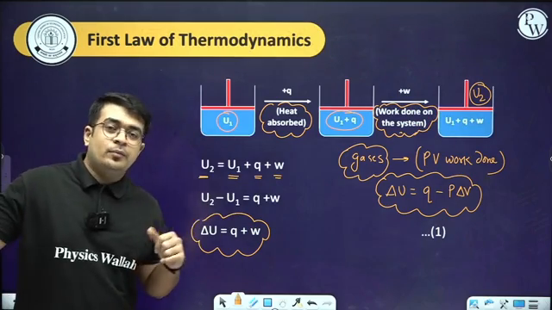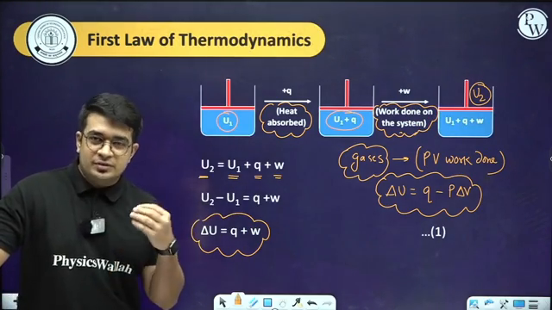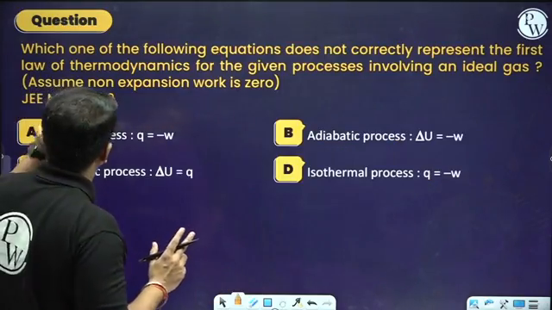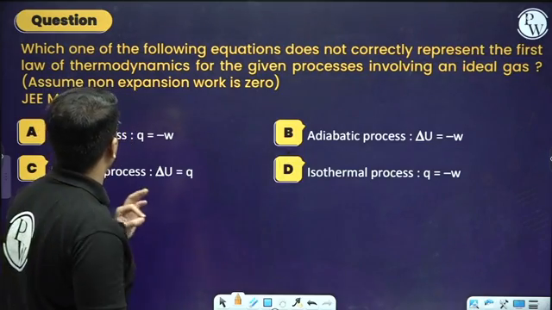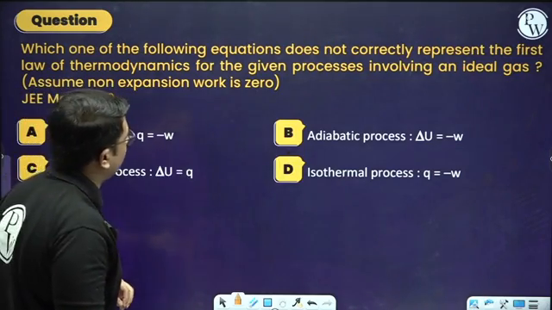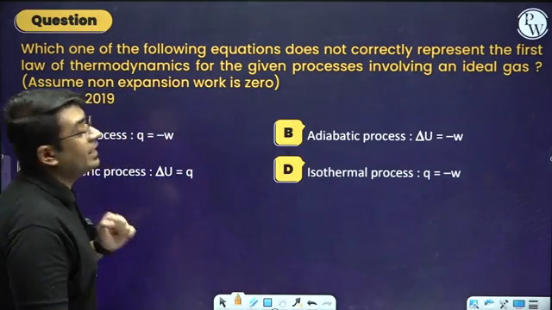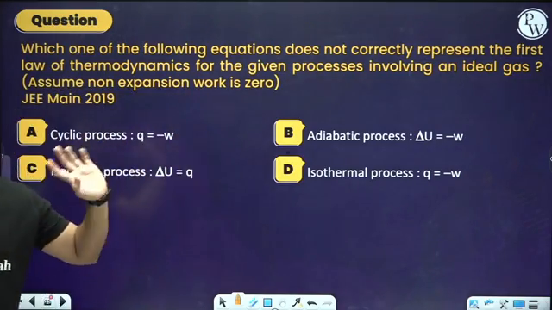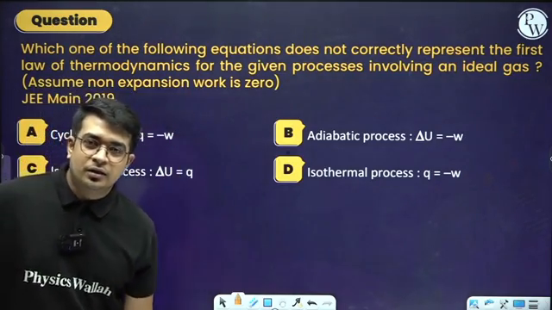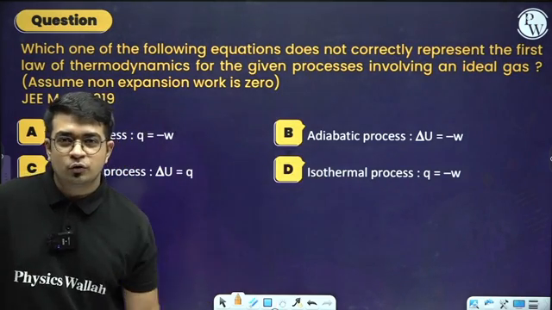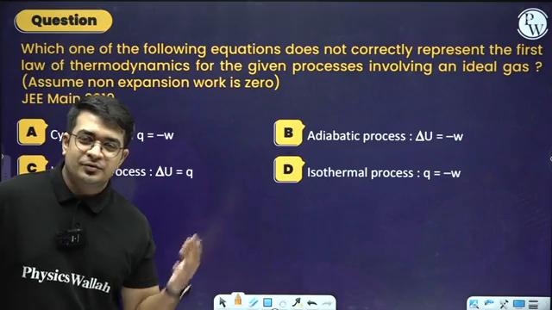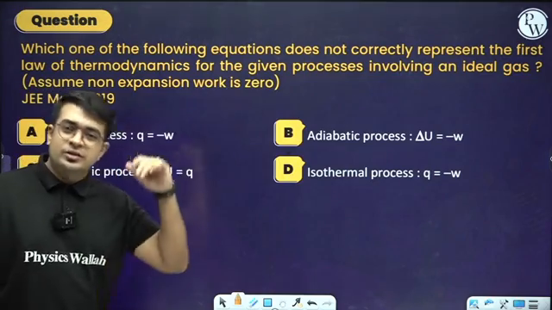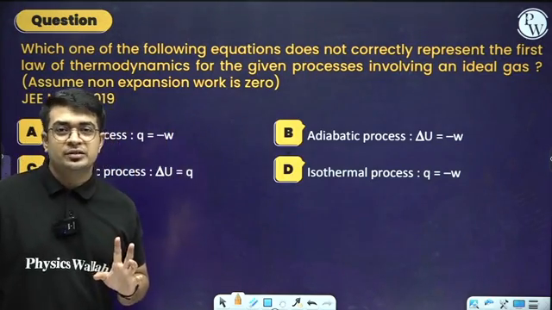Now there are different types of processes for which you can define what is going to happen in the container. We have one question for that part, and it says: which one of the following equations does not correctly represent the first law of thermodynamics for the given processes involving an ideal gas? It's a very interesting and important question. Assume non-expansion work is 0. We are not talking about the other part of work, because there are 2-3 more parts related to work done: one is mechanical, one is non-mechanical. We are not assuming any non-mechanical work done, which is related to the Gibbs free energy. That part we are going to discuss in the upcoming session. So just have a look at it.